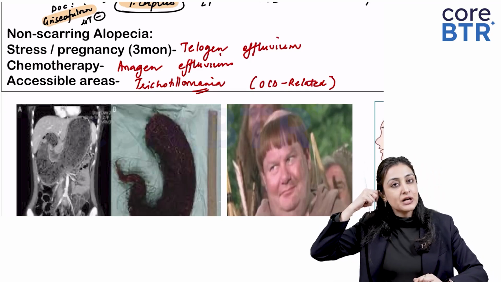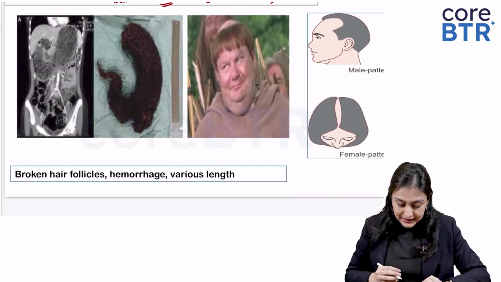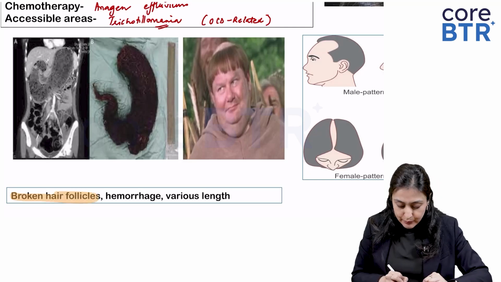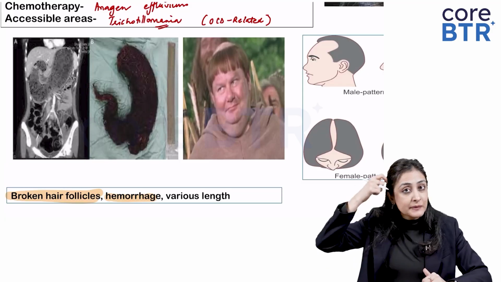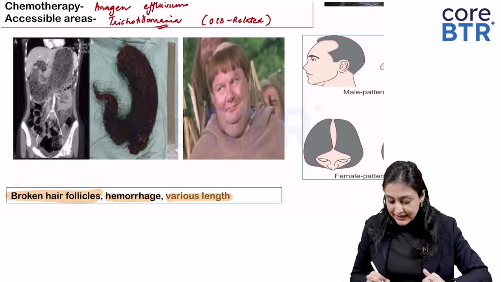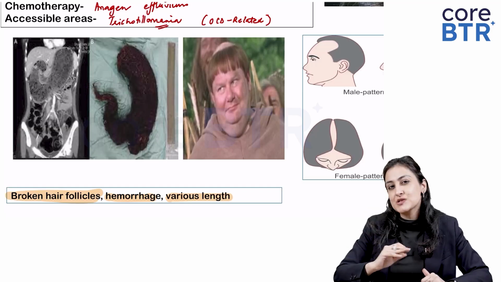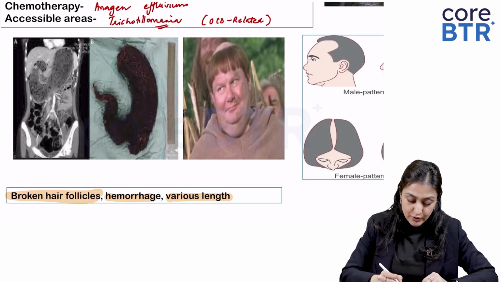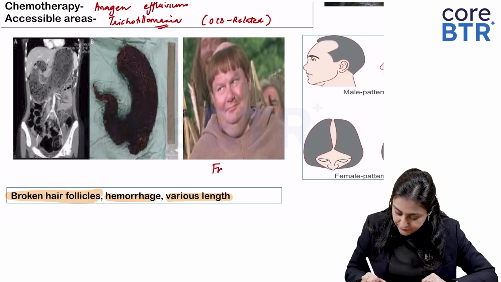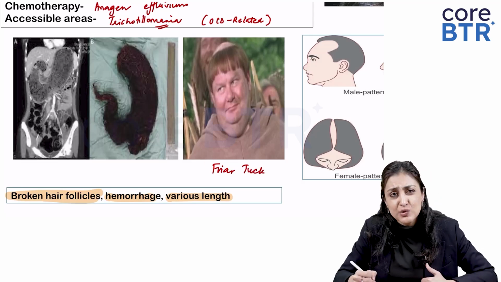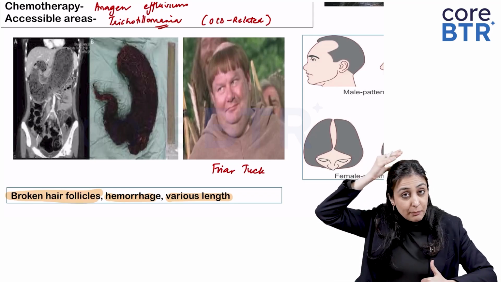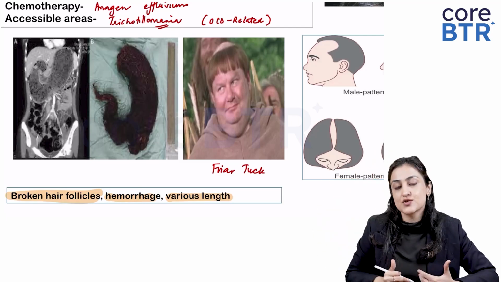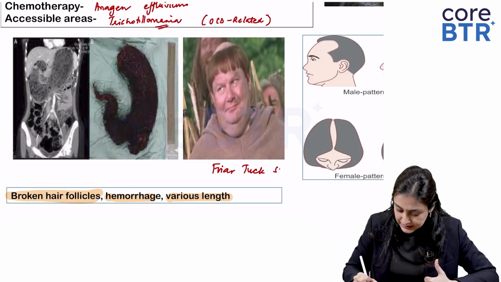So first, you can only pluck it from accessible areas. Second, they will give you a buzzword. There are broken hair follicles. Third buzzword, perifollicular hemorrhage, because you're pulling your hair and the hairs will be of various lengths. So 3 buzzwords, trichotillomania, super important. There's also this sign called the Friar Tuck sign. So this was a character, I think, in the Robin Hood series. So this is where the hair loss is like this, on the top part of the head. So that is why this is called the Friar Tuck sign.